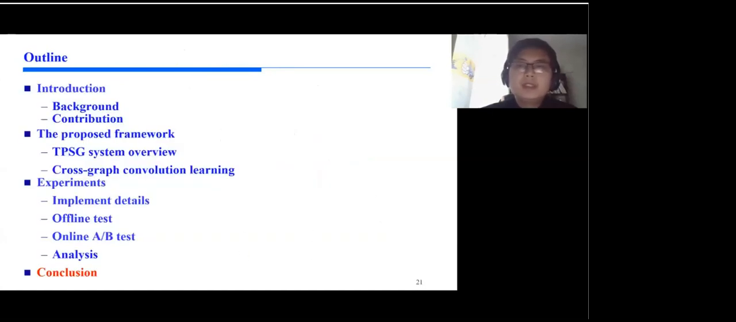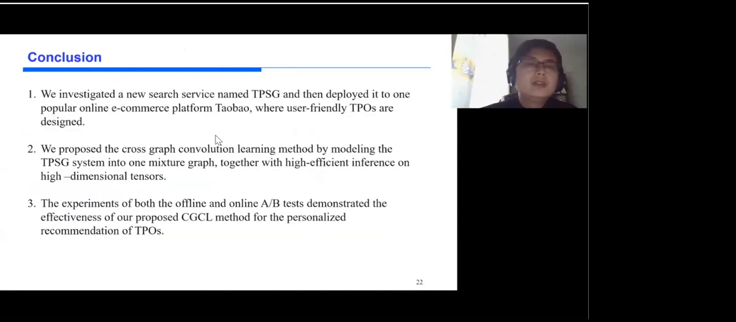Finally, we draw the conclusion. First, we investigated a new search service named TPSG and then deployed it to one popular online e-commerce platform where user-friendly TPOs are designed.